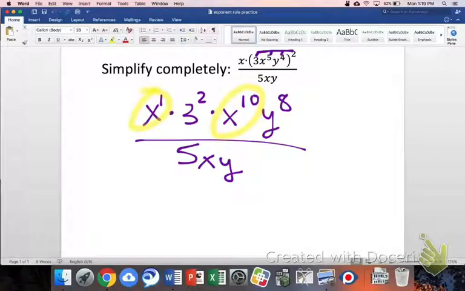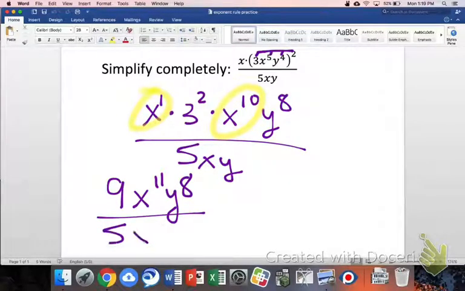Add them up, yeah. You guys know that 3 squared is 9, and 1 plus 10 is 11, so I get 9x to the 11th, y to the 8th, over 5xy. Last thing I need to do is recognize that I've got an x in the numerator and an x in the denominator. Same thing with the y's. Let's keep in mind that the exponent on that x is a 1, and on the y also a 1.